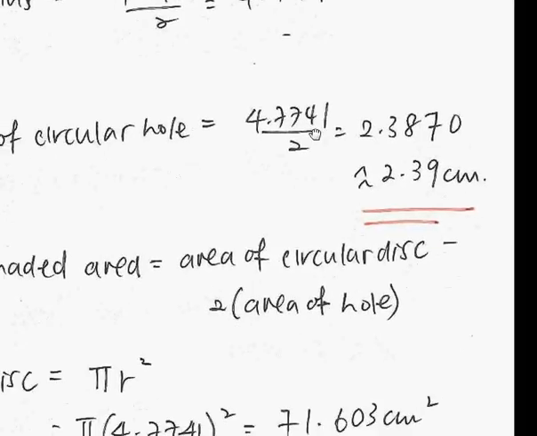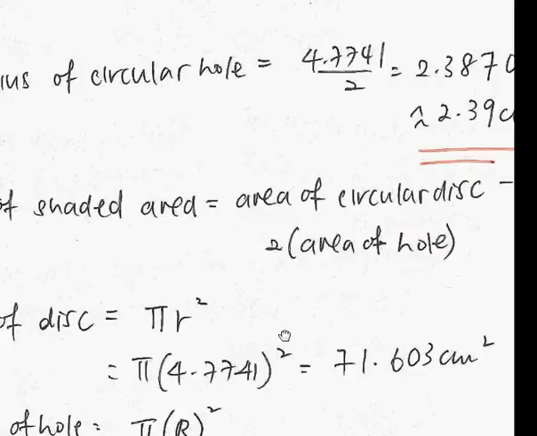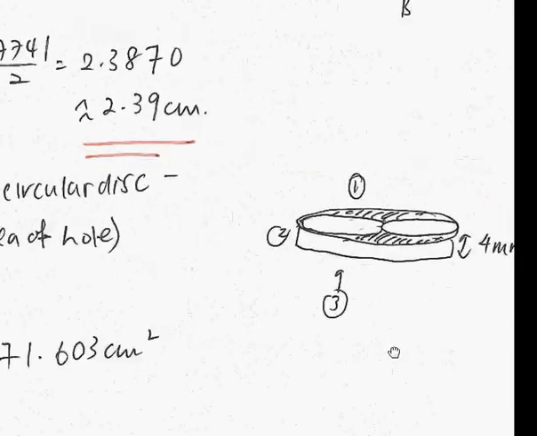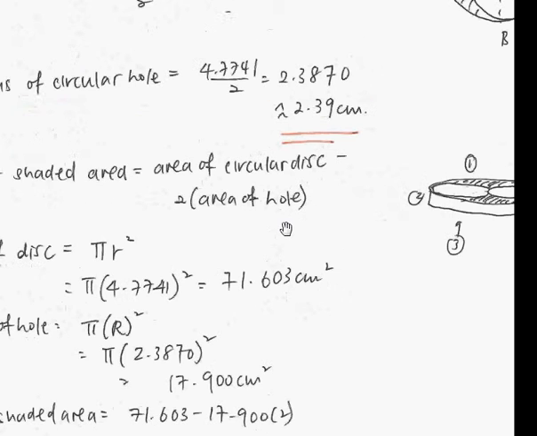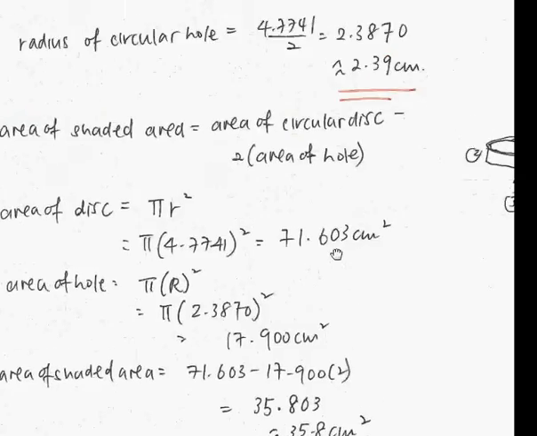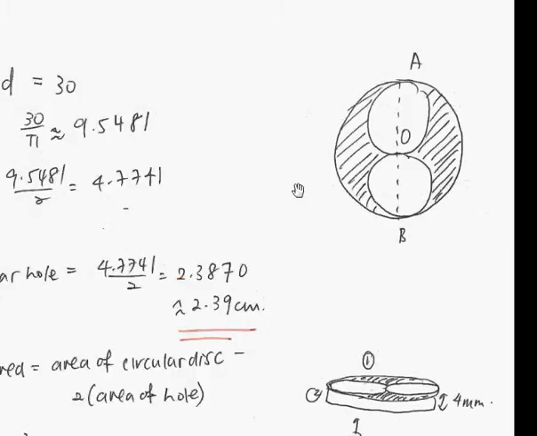For part B, it's given that a pendant has a thickness of 4 mm, so find the total surface area of the pendant. From a 3D view, you can see that the pendant has a thickness of 4 mm. So we have to find the total surface area. It's the area of the top plus the area of the bottom plus the area of the sides of the thickness. So we have to find the area of the shaded portion. You can see from this, the area of the shaded portion is the total area of the circular disc minus the area of the two circular holes.